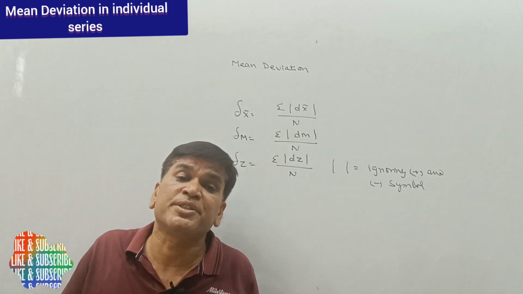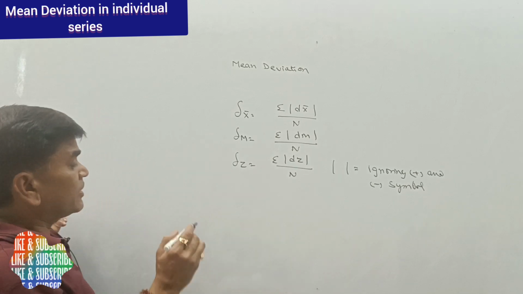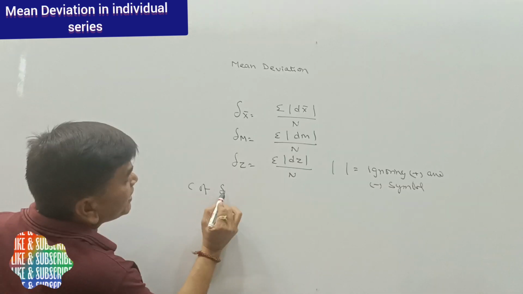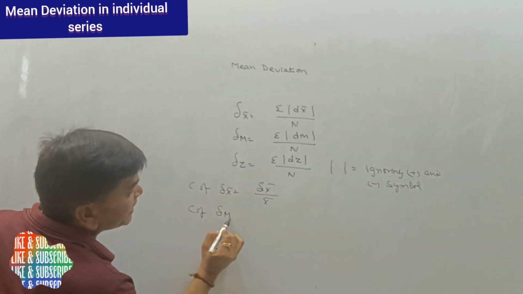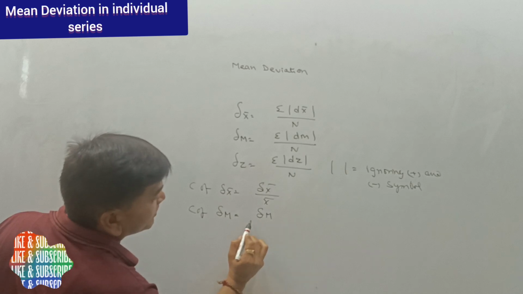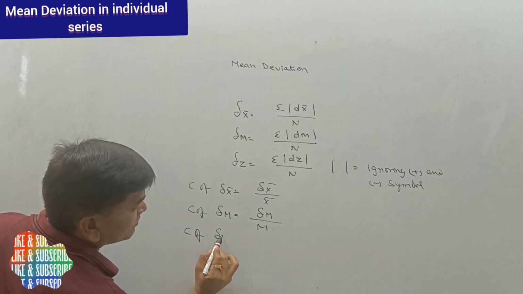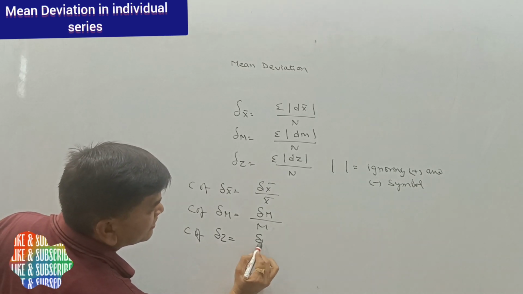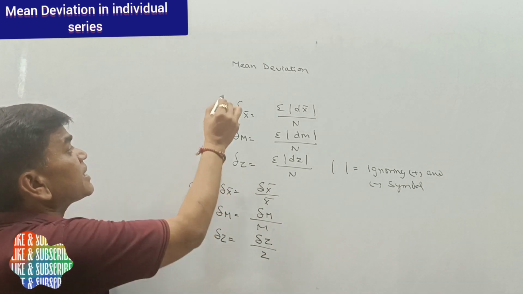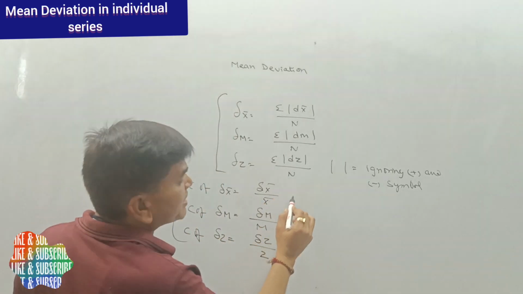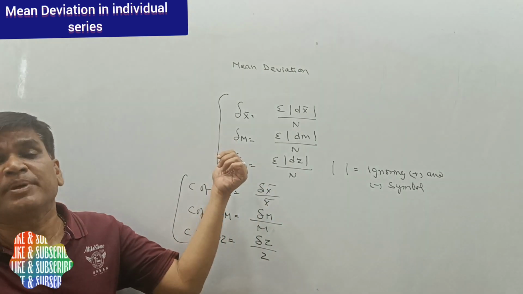Now, these formulas of mean deviation give us the absolute measurement of dispersion. To calculate the relative measurement of dispersion, we have the coefficient of mean deviation, that is mean deviation divided by the arithmetic mean. The coefficient of mean deviation from the median is the mean deviation divided by the median, and the coefficient of mean deviation from the mode is the mean deviation divided by the mode. So these are the relative measures of mean deviation, and the others are the absolute measures.